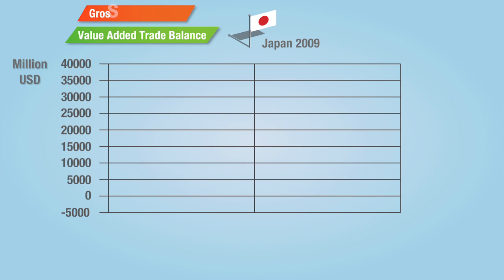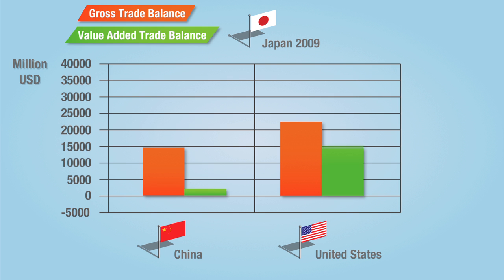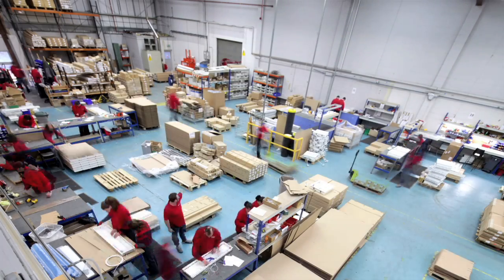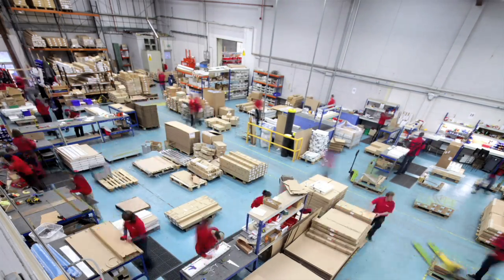Japan is another country that has run high trade surpluses with the United States and more recently with China. Value-added data reveals smaller surpluses with China and larger surpluses with the United States. This analysis can illustrate who actually benefits from trade and by how much in terms of both income and jobs.